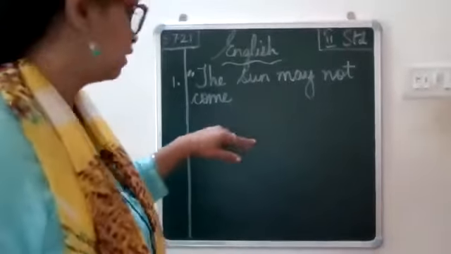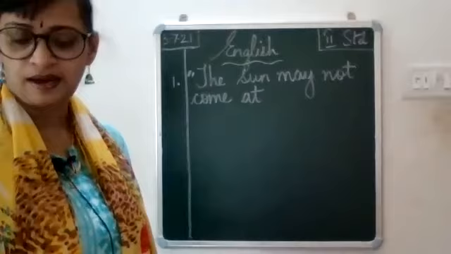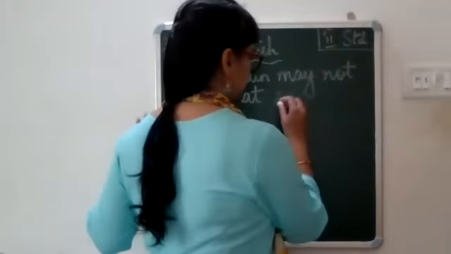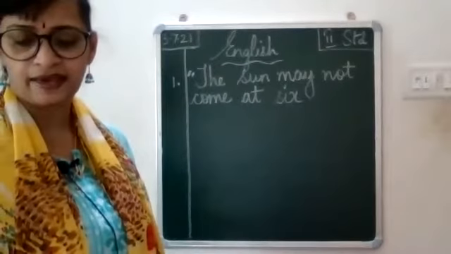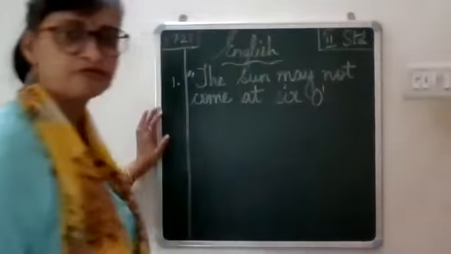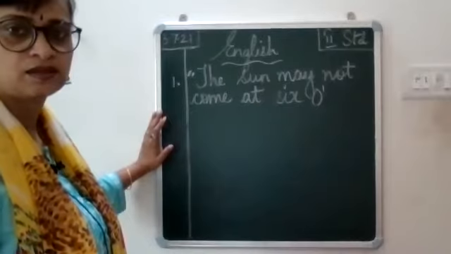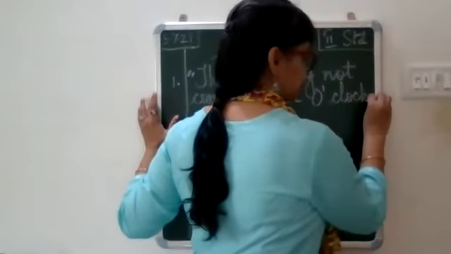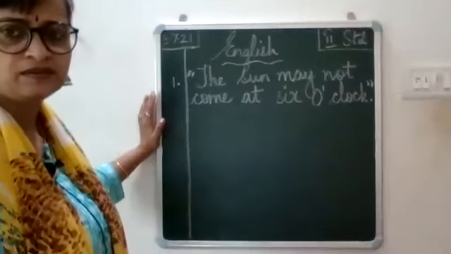The sun may not come. Leave a finger space. Write down A-T, at, leave a finger space, write down S-I-X, six, leave a finger space, write O and apostrophe on top. Then again, leave a finger space. Write down C-L-O-C-K, clock, and then close the quote.